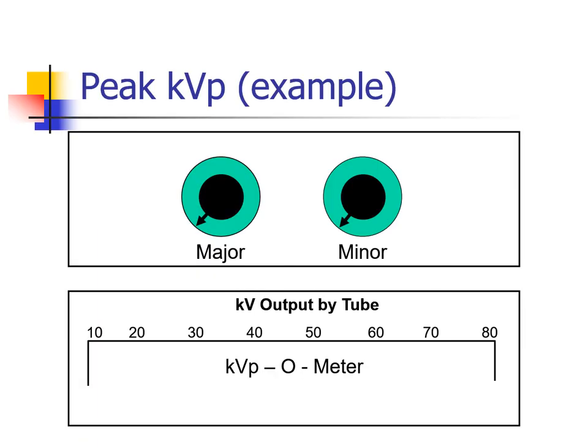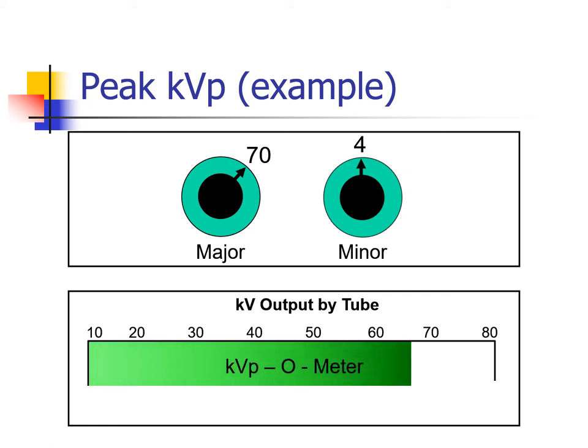To understand the need for filtration, we first must understand a basic characteristic of all X-ray beams. When the kilovoltage is selected, we select the peak kilovoltage that the X-ray machine will produce. For this example, let's set a peak kV on a hypothetical X-ray machine. On this generator, the major kV selector is set to 70, and the minor selector is set to 4 for a peak kV of 74.